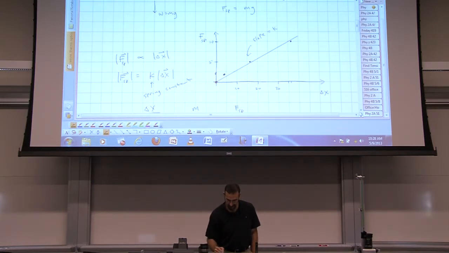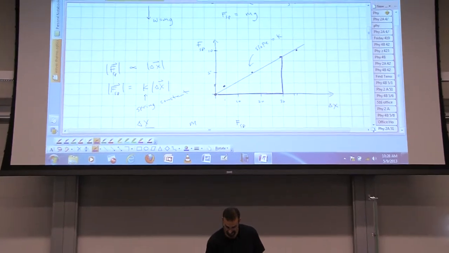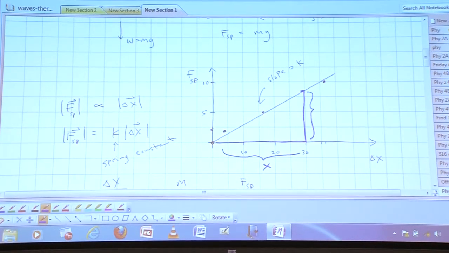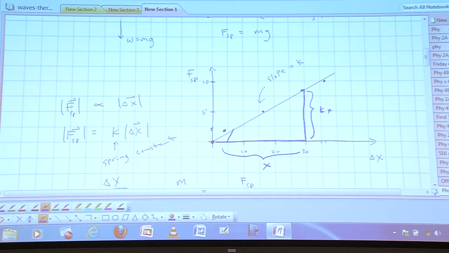So if we wanted to know how much work our spring did as we stretched it, we can look at the area under this curve. How far did we stretch it? If we stretched our spring up to, let's say, 30 centimeters, then we know the maximum force there because we know the spring constant, so we can multiply it in, kx. So this is the displacement. This is the force. And what's the area under this curve? 1/2 kx times x, 1/2 kx squared. Right? 1/2 base times height.